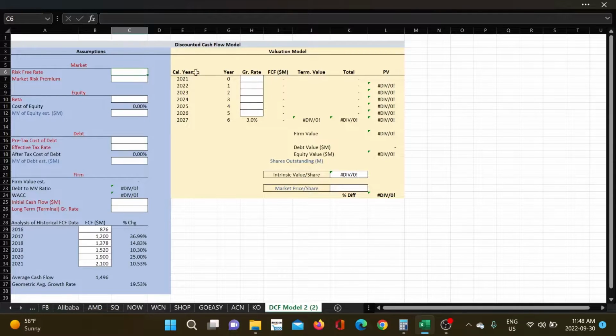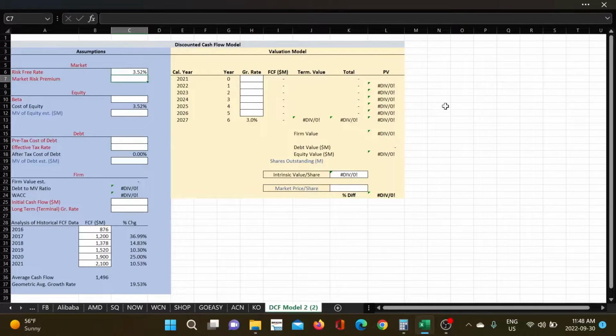So just to kick it off, let's do the risk-free rate. The risk-free rate is simply a rate of return that you can get in the market with pretty much little to no risk. In this case, I like to use the 10-year US Treasury, and that's currently sitting at 3.516 the last time I checked.